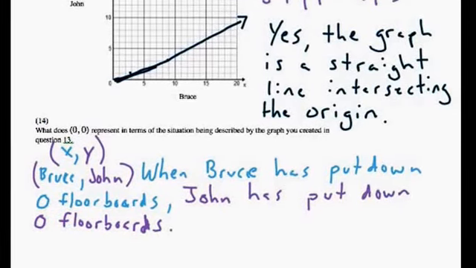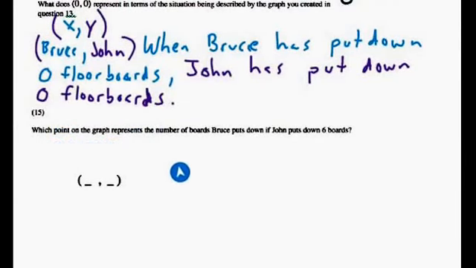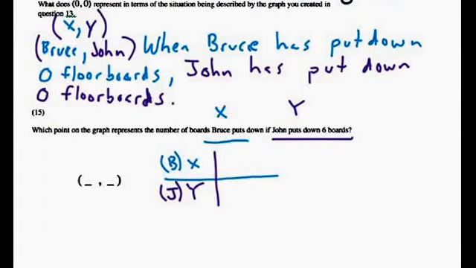We could also think about this equivalent ratio. 3 to 1 is equal to what out of 6? So when we continue our table, we get to Bruce would be at 18. Or we could say, well, 1 times 6 is 6, so 3 times 6 would be 18. So the point would be 18, 6, to figure out how many boards Bruce had laid at the point when John had put down 6.